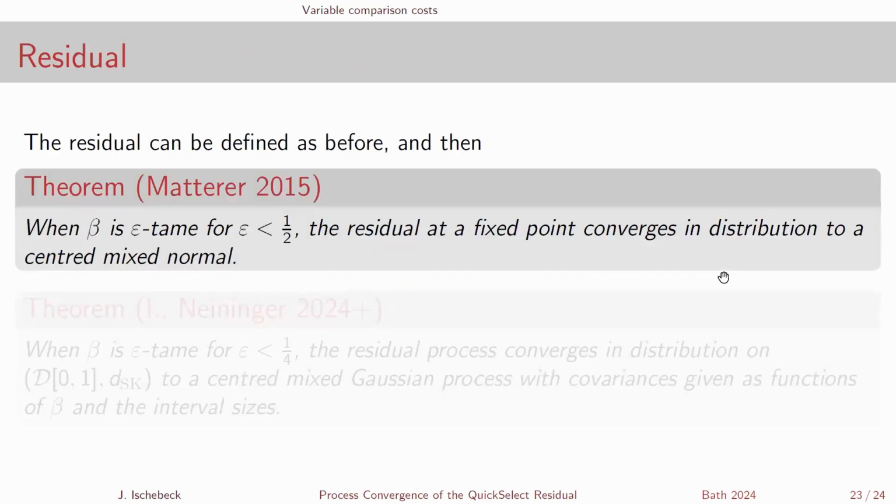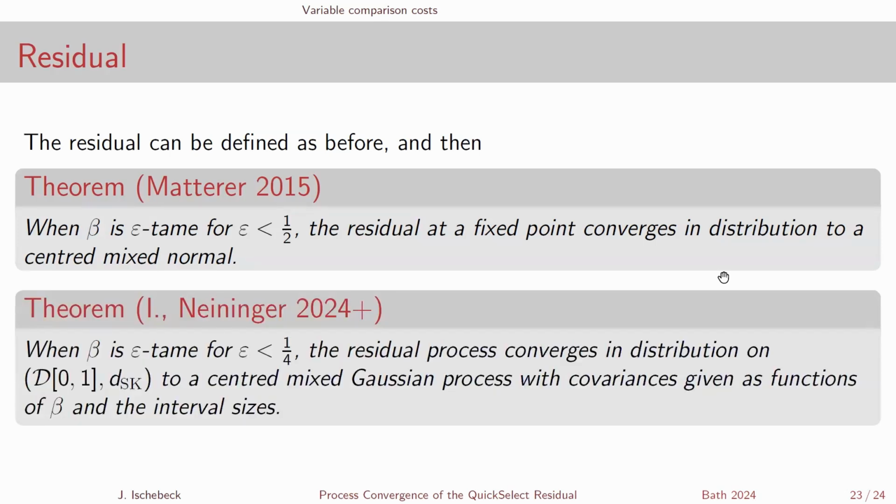And we can define the residual as usual, with the same limit process. And then we see what Matera showed is if beta is epsilon tame for epsilon smaller than 1/2, the residual converges at a fixed point. So if we don't look at the process, we need a bit more than second moments. And what we then showed for betas that have more than 4th moments is that the residual also converges as a process.